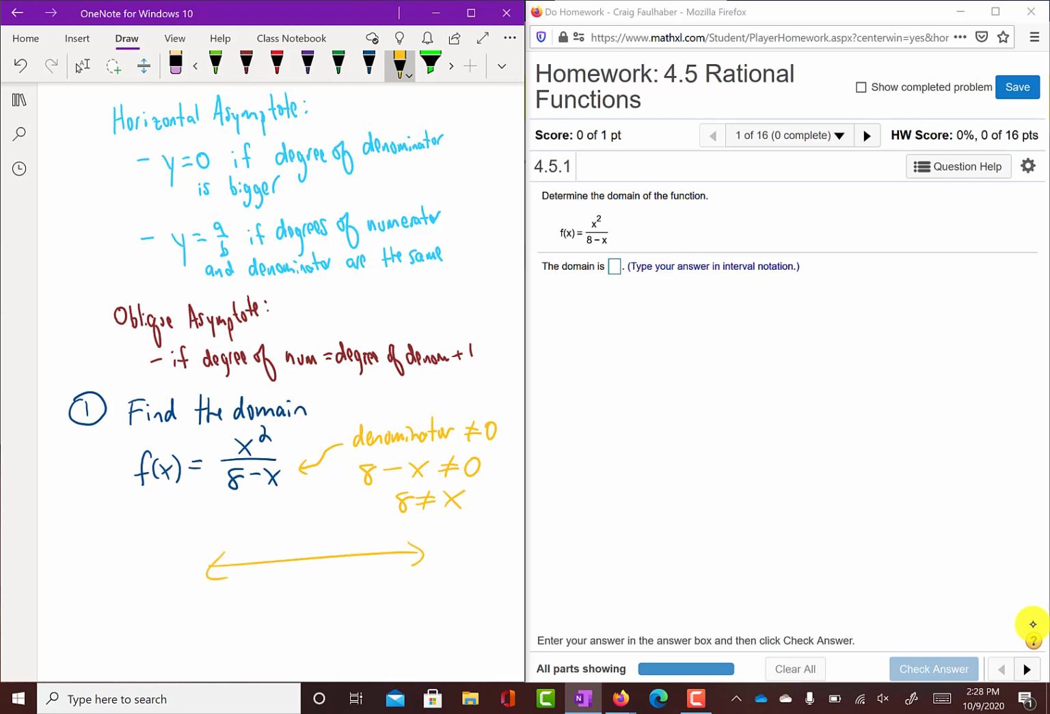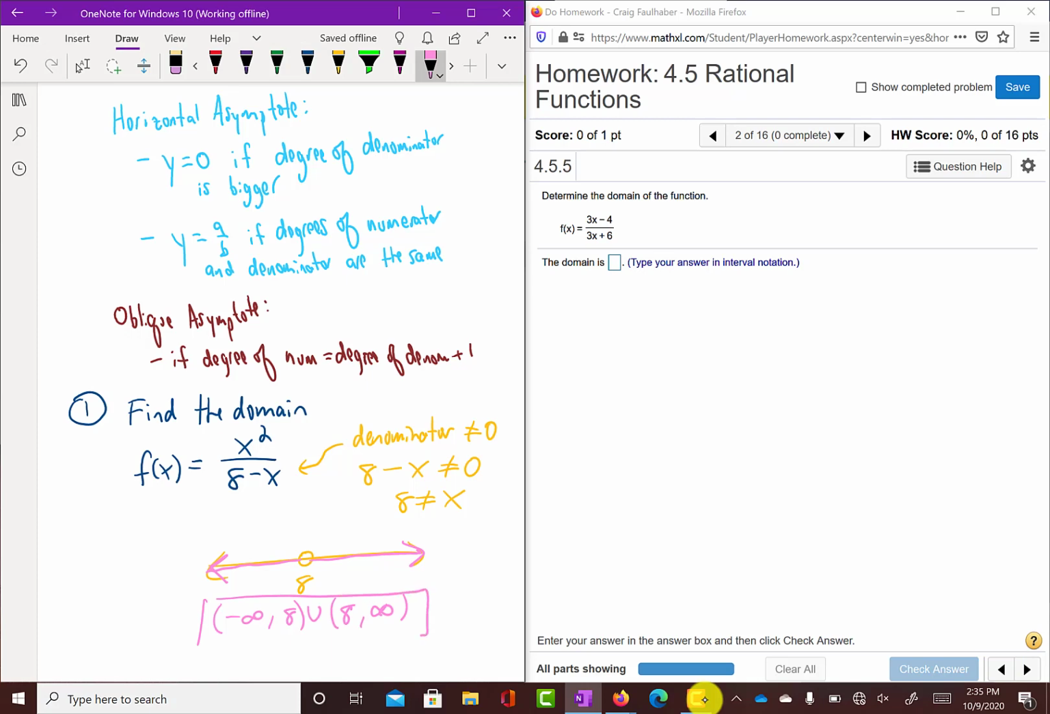If you drew this out on a number line, you can notice that this domain is the entire real line, except for that one point x equals 8. So what that does is it splits our interval into two pieces, one from negative infinity to 8, not including 8, and the other from 8 to infinity. So that is the domain for this problem.